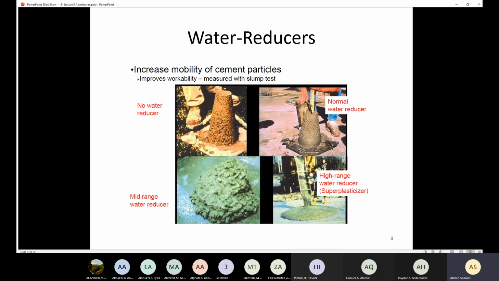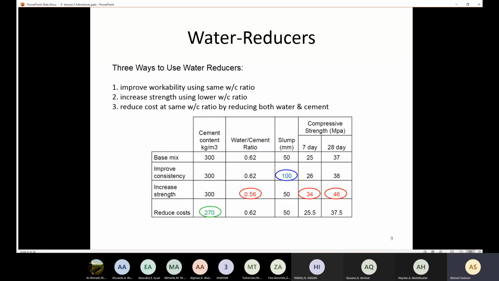We have many purposes in order to use the water reducer. Not only to improve the workability, but also we can increase the strength, and also we can reduce the cost. Let's see this example here so that you can understand the three ways to use the water reducers. We are going to improve the workability, or to increase the strength, or to reduce the cost. Let's see this example so that you can understand this concept.